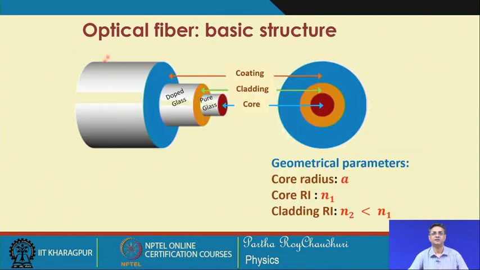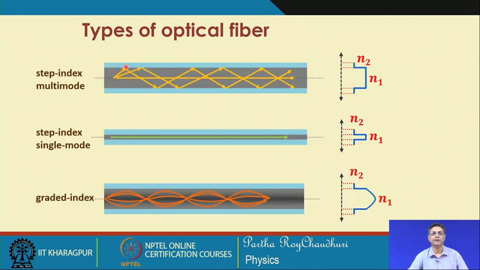The basic structure of an optical fiber consists of pure glass and doped glass, or it may be the other way also, doped glass as the core and pure glass as the cladding, and then you have a coating which is a strength member. We usually designate the core radius as a, and core refractive index n1, which must be greater than the cladding refractive index n2. There are various types of optical fibers, but the most common type is the step index fiber.